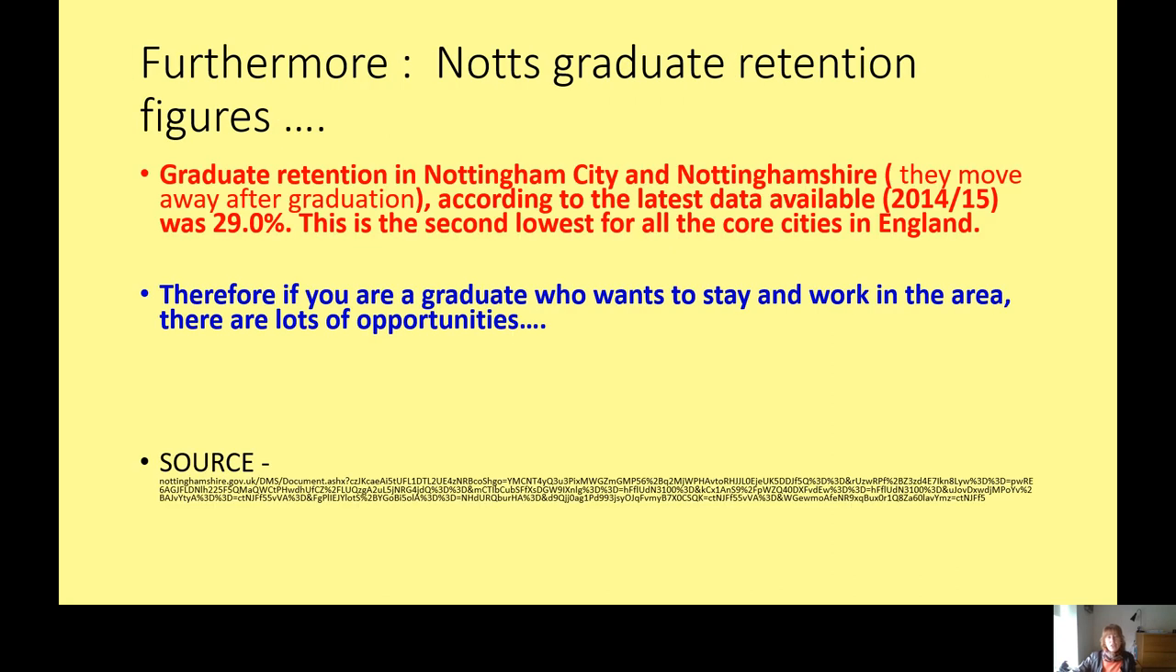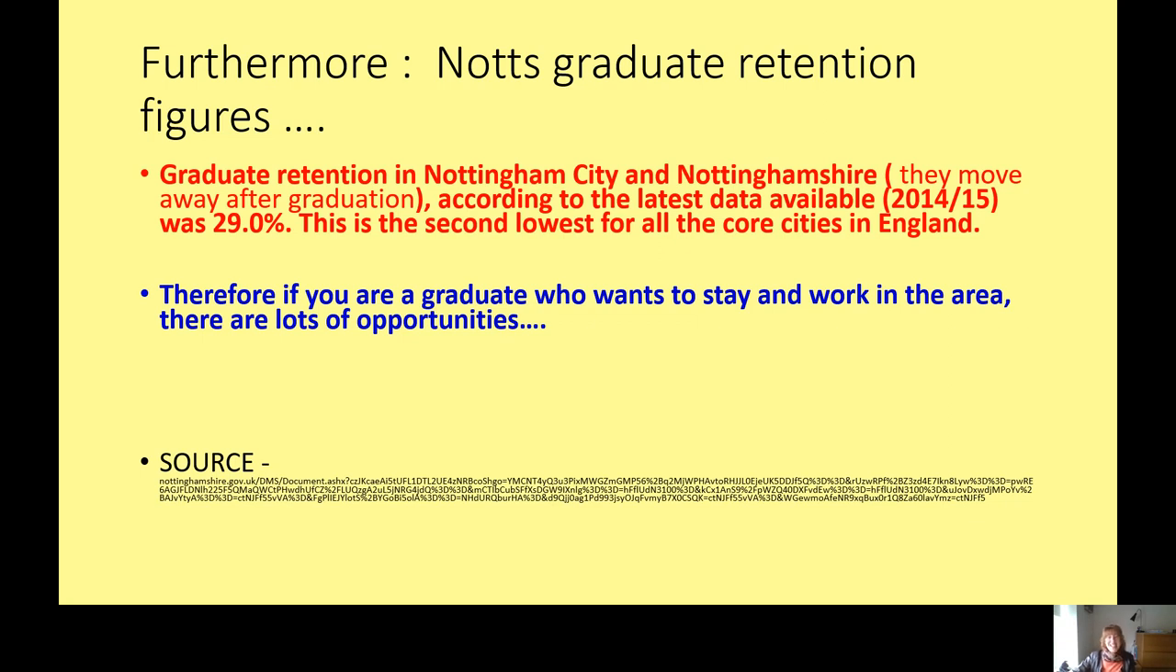And furthermore, I've got some further information for you here in relation to Nottinghamshire. Our graduate retention rates in Nottingham and Nottinghamshire are very low. That's because a lot of people that study in our universities come from areas further south. And a lot of people, when they've studied and graduated at our local universities, move back home. They move away from the area.